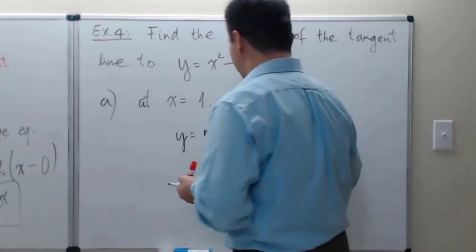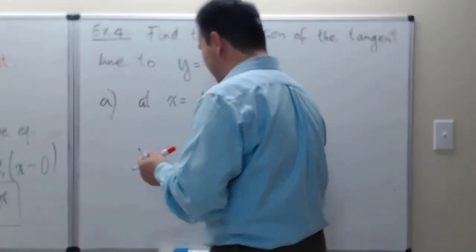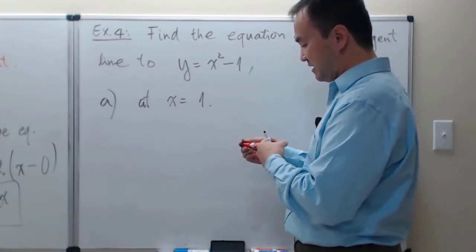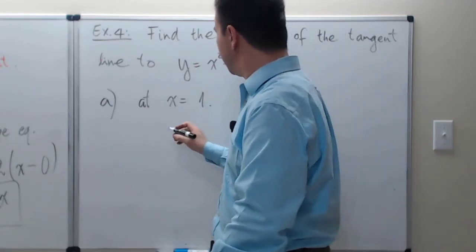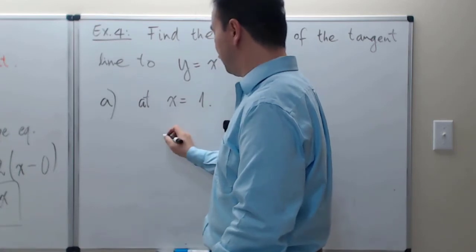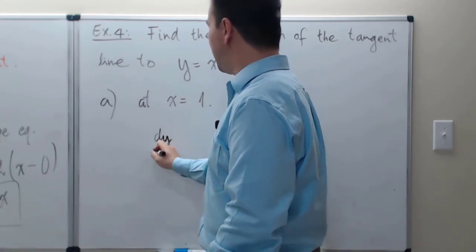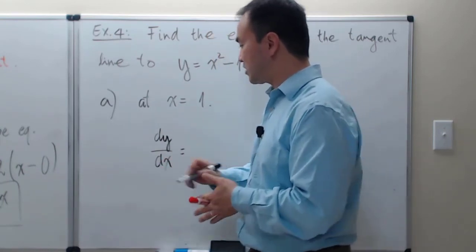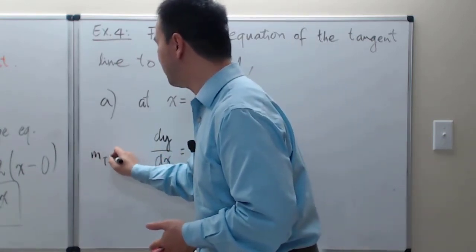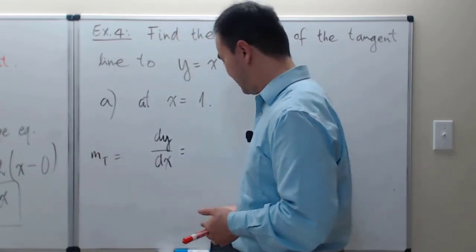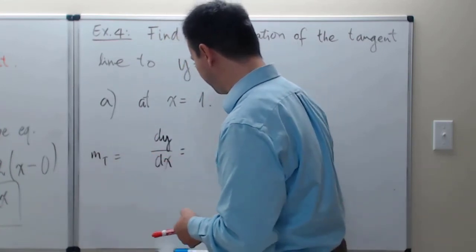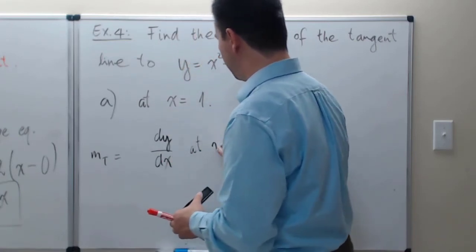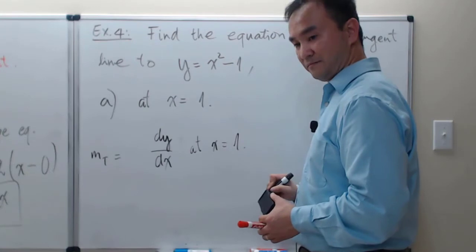Okay, so after seeing some action in example 3, let's spend some time on this part right here, which I can leave for you. Let's find our dy dx, because in order to get the slope of the tangent line, the derivative at x equals 1, is the dy dx at x equals 1.